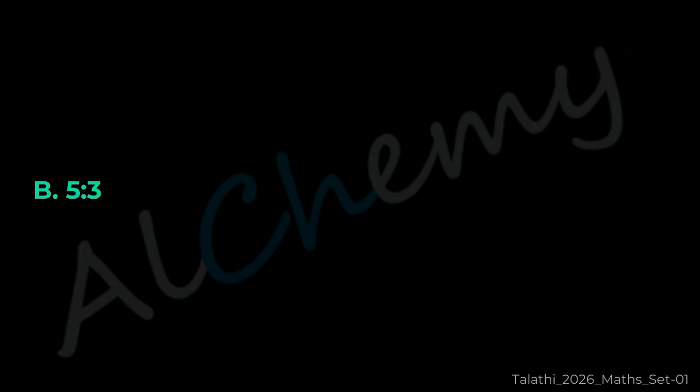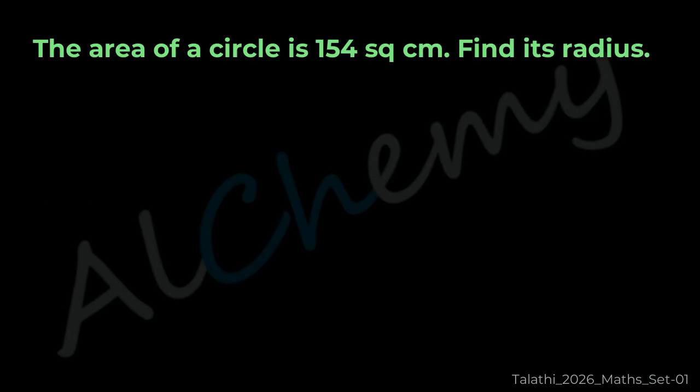The correct answer is B. 5:3. Question 53. The area of a circle is 154 sq.cm. Find its radius. A. 5 centimeters, B. 6 centimeters, C. 7 centimeters, D. 14 centimeters.